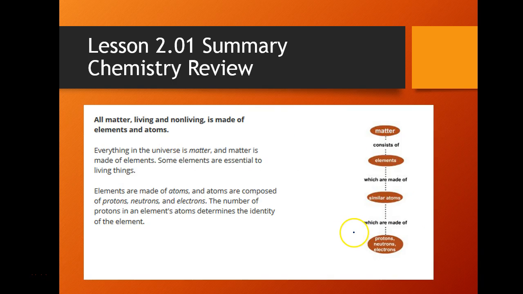So that's just a little bit of review of the chemistry that you're going to need to know for this class. We went over what matter is and how everything is made up of matter. We went over what elements are, how they're made up of similar atoms. And then we also went over the structure of atoms, which are protons, which have positive charges, neutrons, which are neutral, and then we had electrons, which are negative.